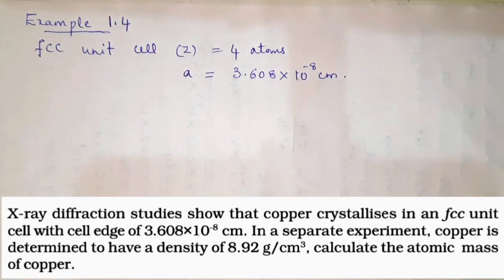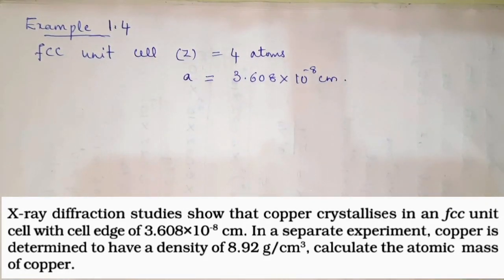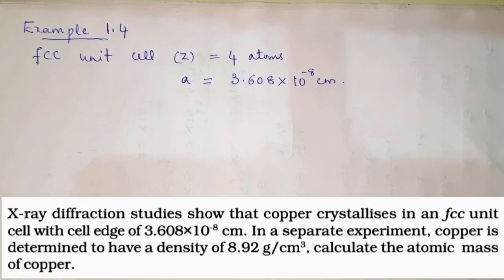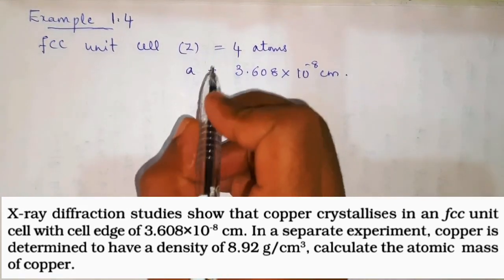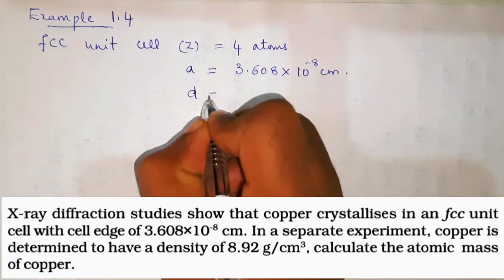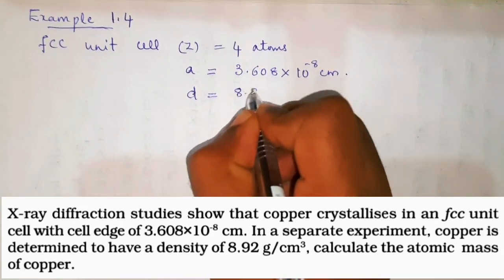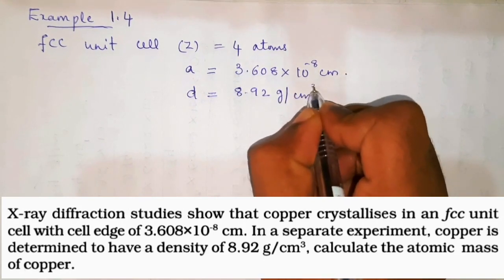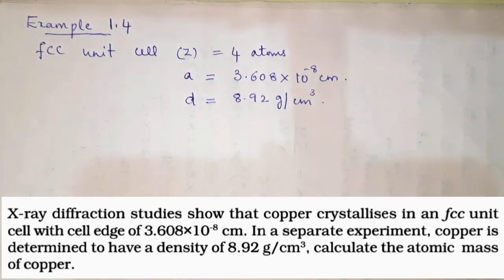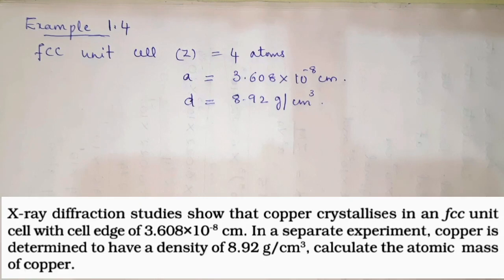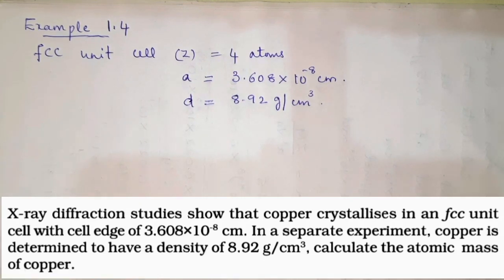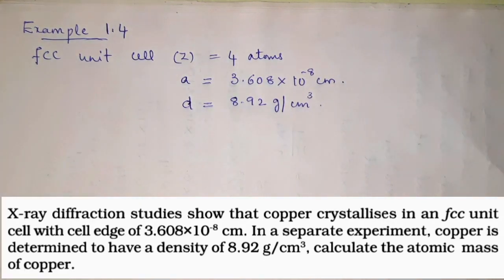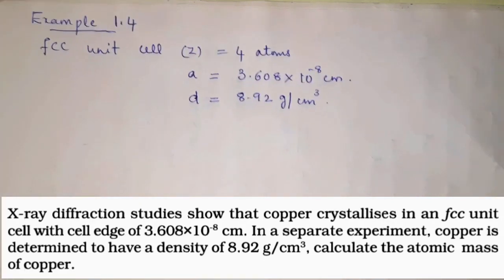Then, in a separate experiment, copper is determined to have a density of 8.92 gram per centimeter cube. So density is also given, that is d = 8.92 gram per centimeter cube. These are the data given in the question. We need to calculate the atomic mass of copper.